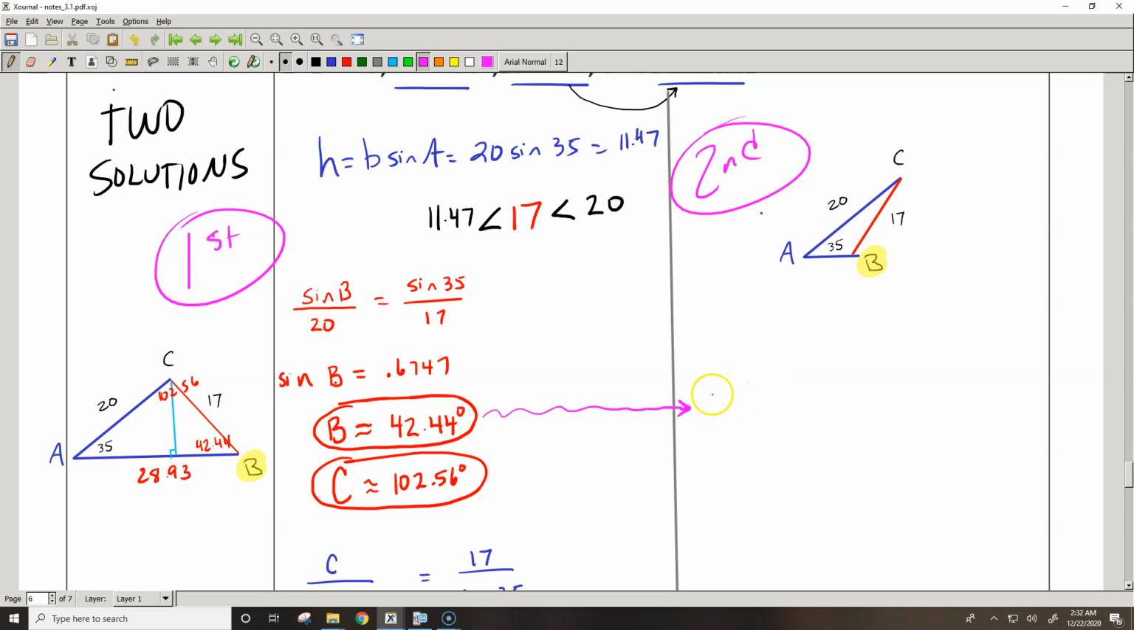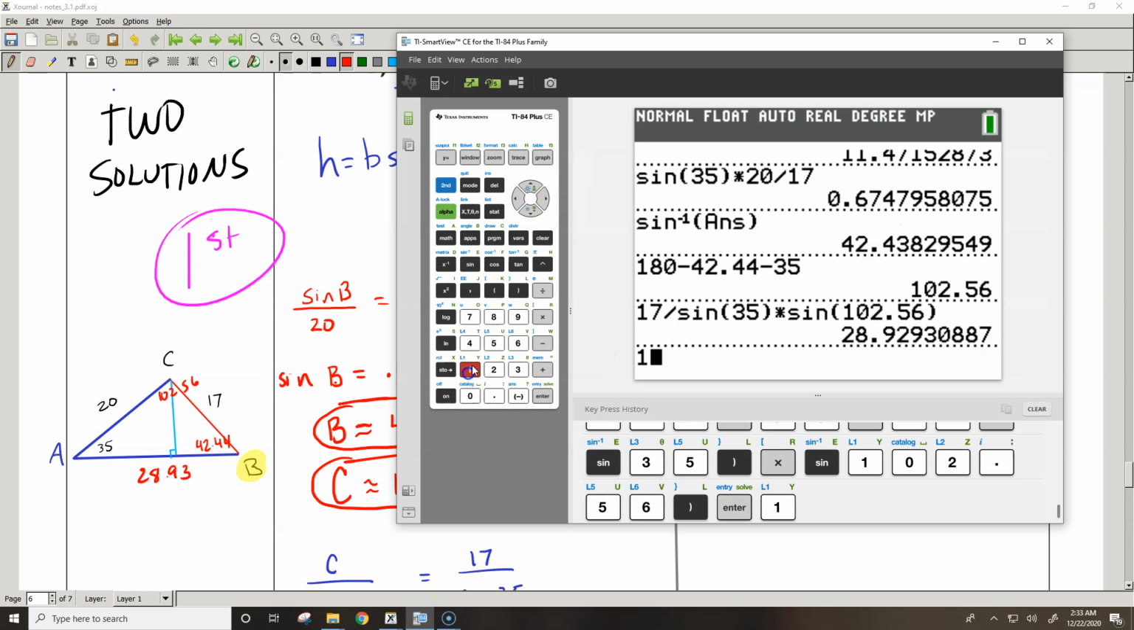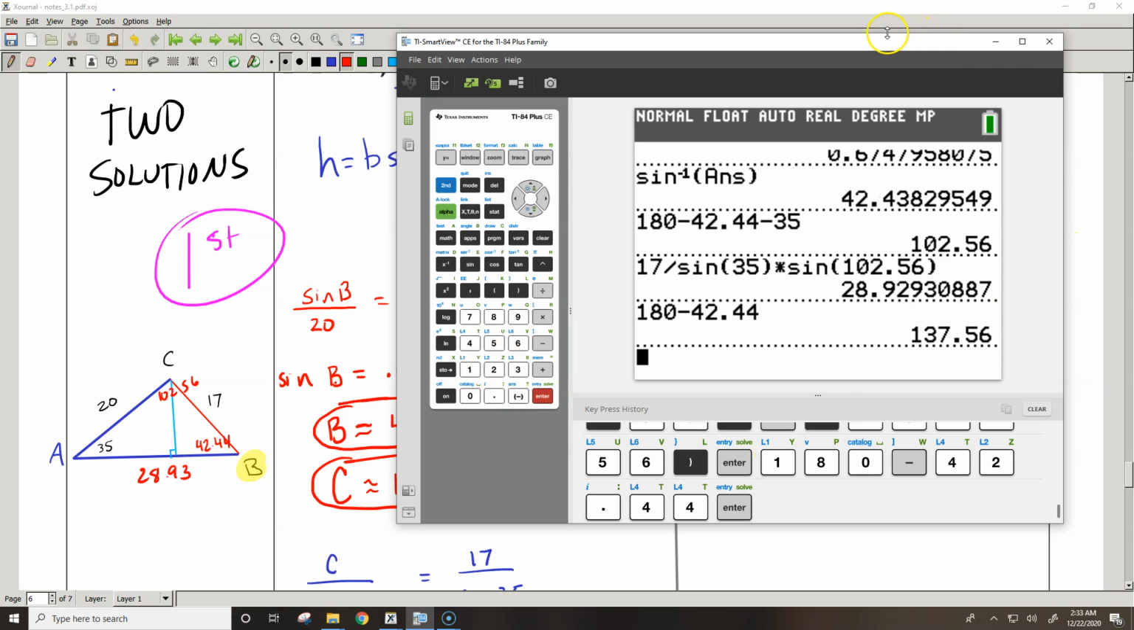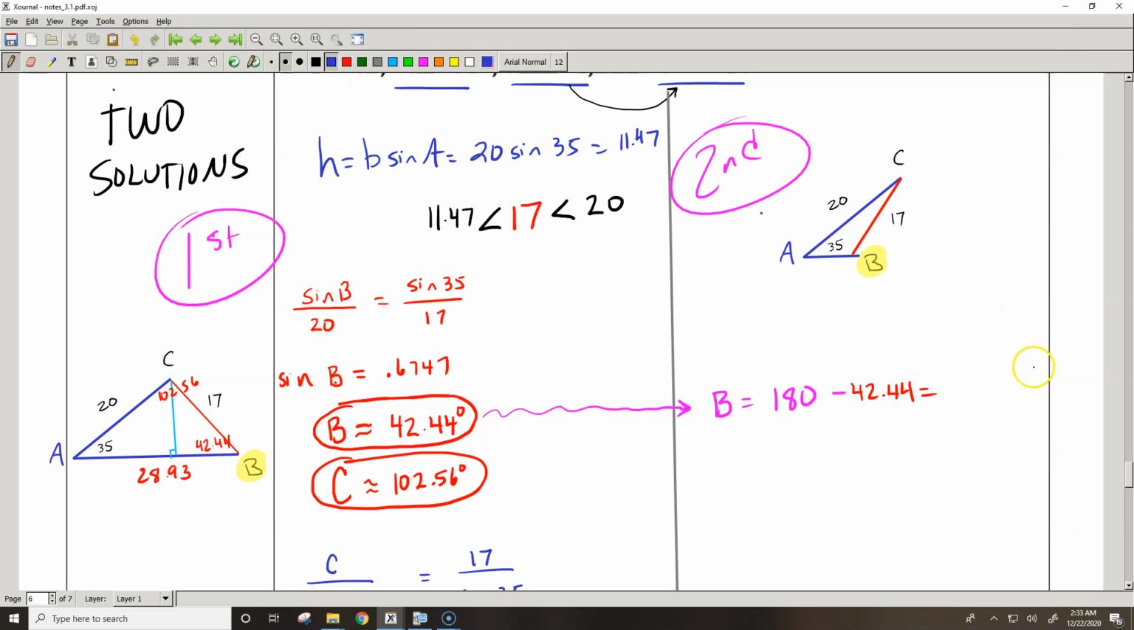The second angle B for the second solution is going to be 180 minus 42.44, which in this case is 137.56. So 137.56 is my second angle B. That describes that picture up there. Okay, so we have that.